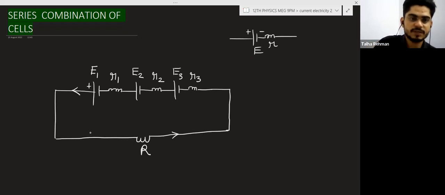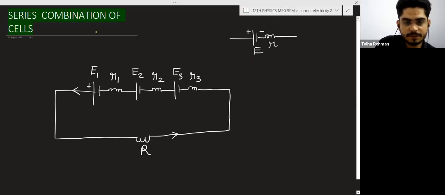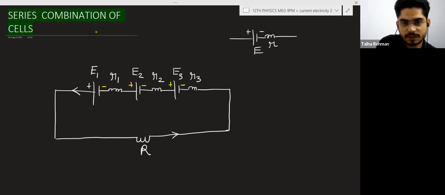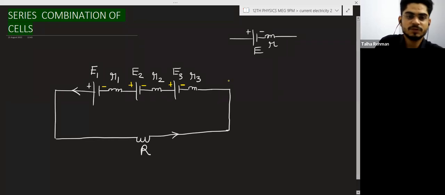So you can just identify the polarity. This is a positive terminal, this is negative. This is positive terminal, this is negative terminal. This is positive terminal, this is negative terminal. So here, the positive terminal of this cell is connected to the negative terminal, or you can see here, the negative terminal of the cell is connected to the positive terminal of the next cell. So this is case one.